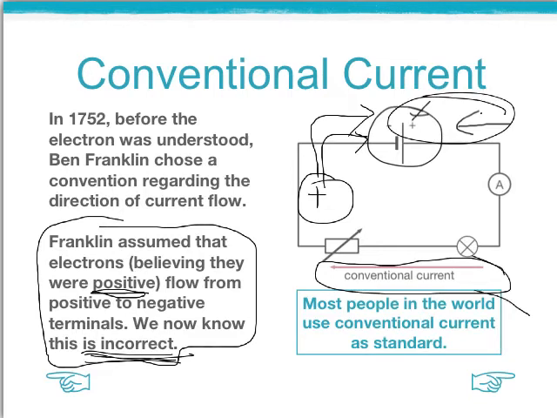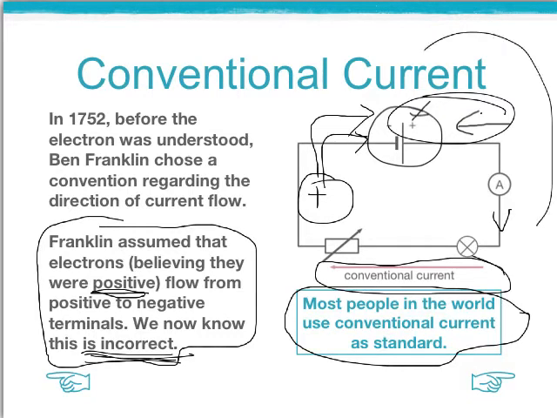Most people in the world use conventional current as standard. What are the implications of this? You have to be very, very careful with arrows drawn on circuits. Arrows usually represent the conventional current. Not so much in circuits, funnily enough, but you will come across this convention definitely when we do electromagnets and induction. So I will remind you of this point then.